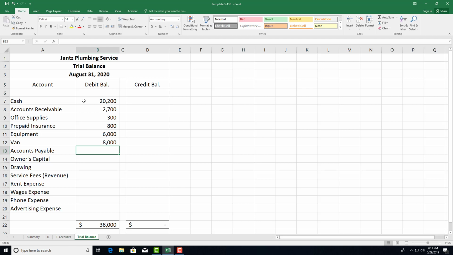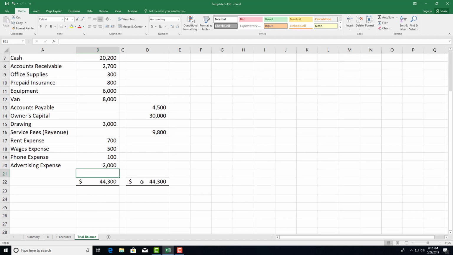So again, an account has either a debit or a credit balance, but not both. So I just put a single balance. Accounts payable was 4,500, 30,000 for owner's capital. The drawing account, 3,000. $9,800 for revenue. Rent, 700. Wages, 500. Phone, 100. Advertising, 2,000.